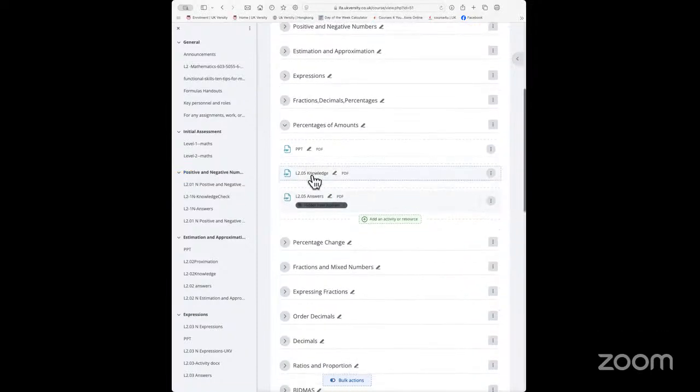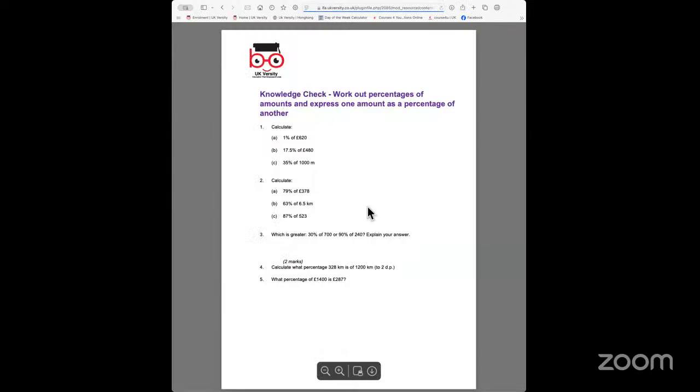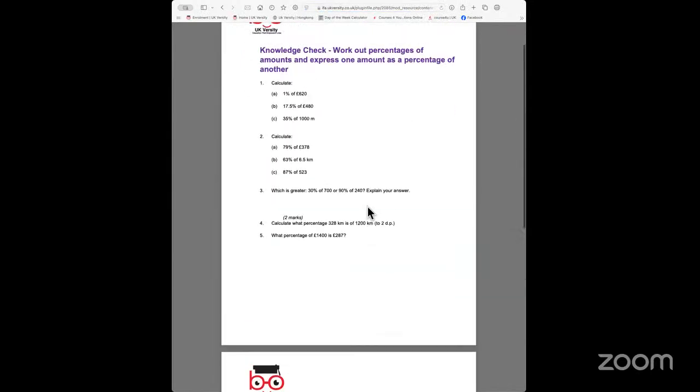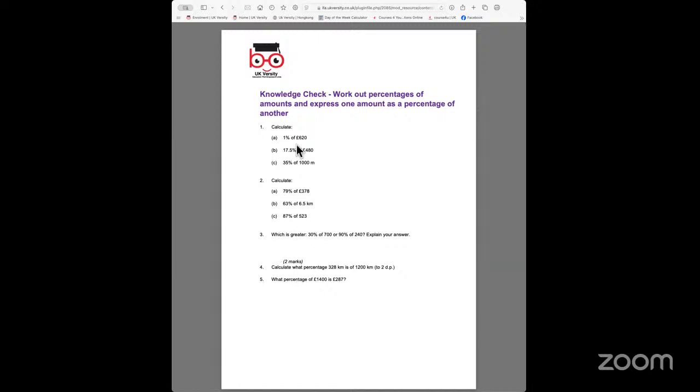There's a knowledge check activity, which has been put up here, which allows you to check, and the 3-4 tasks in this ask you to calculate a percentage of an amount, then a percentage of different types of values, like something in distance, something in terms of value or money, and something in terms of a whole number.